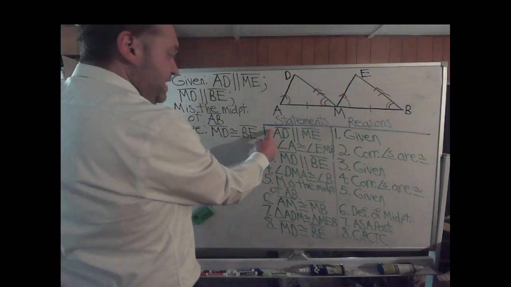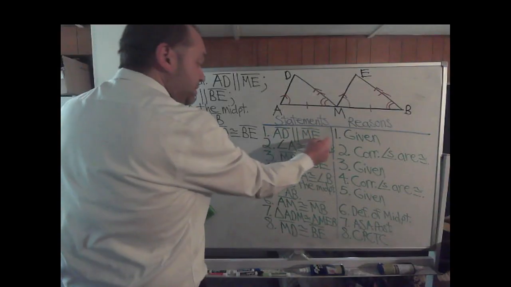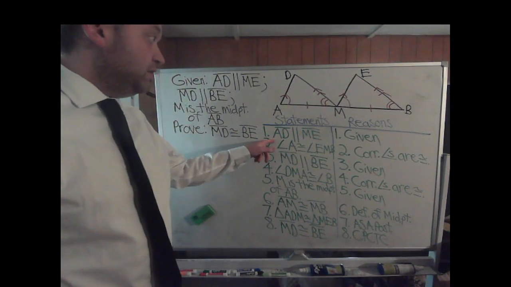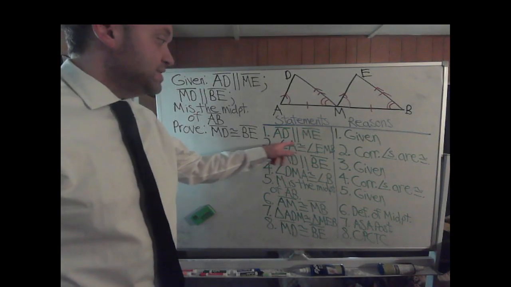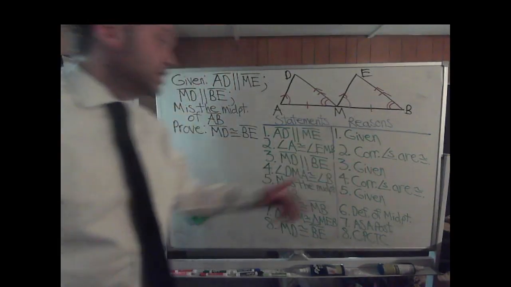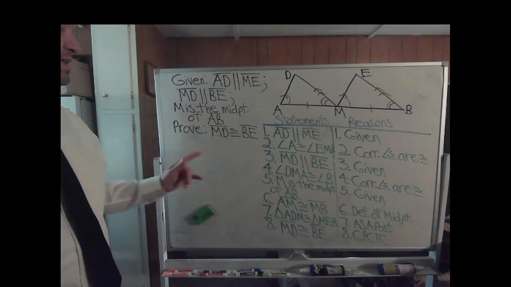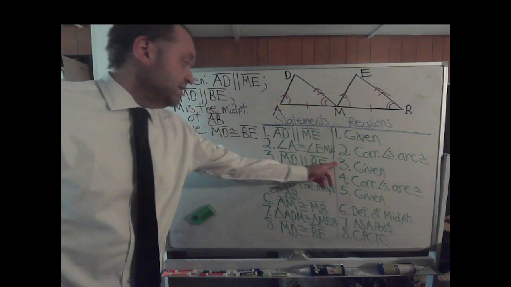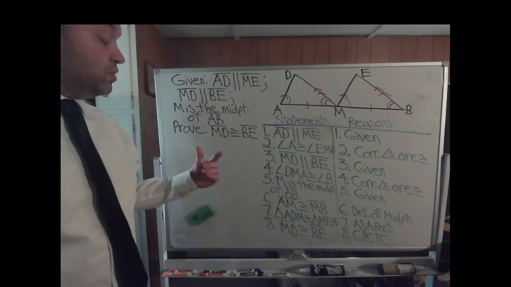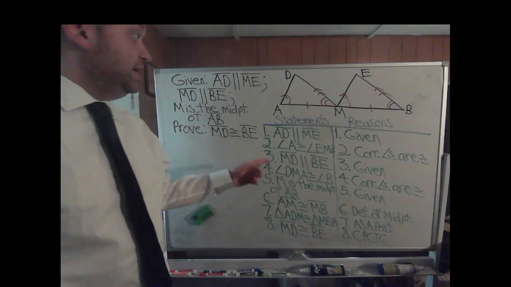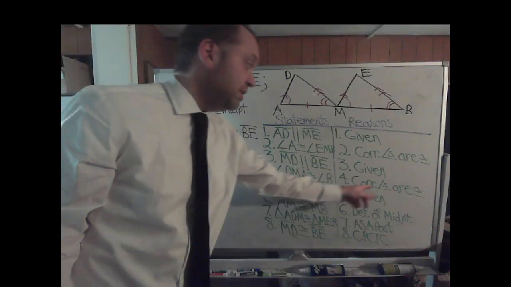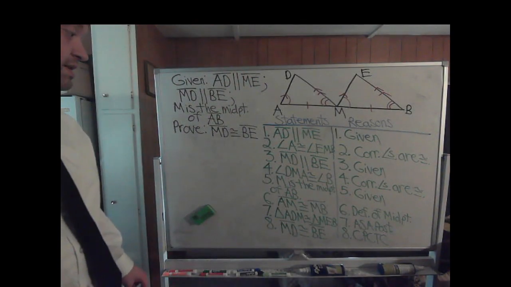First, we started with the fact that AD is parallel to ME. That was given to us. And then if those two lines are parallel, we were able to deduce that angle A is congruent to angle EMB by the fact that corresponding angles are congruent. Next, we use another piece of given information, that MD is parallel to BE, which then, if MD is parallel to BE, we can deduce that angle DMA is congruent to angle B, also by corresponding angles are congruent.